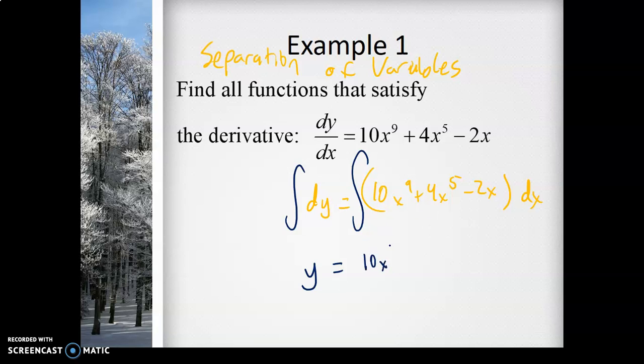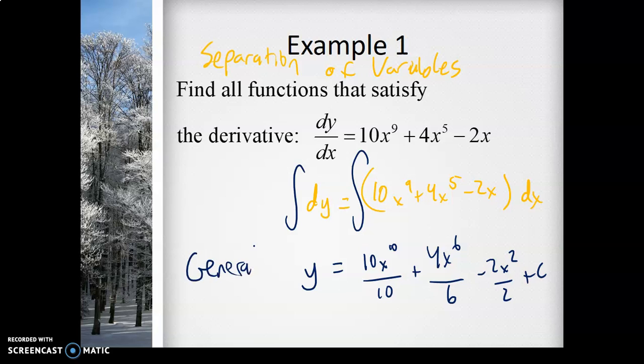So this would become 10x to the 10th over 10 plus 4x to the 6th over 6 minus 2x squared over 2 plus c. Now, like I said, you could put plus c1 on this side and plus c2 on this side, but since we don't know what the c is anyway, you only need one of them at this point. So these are all the functions that satisfy this. This is a general solution.